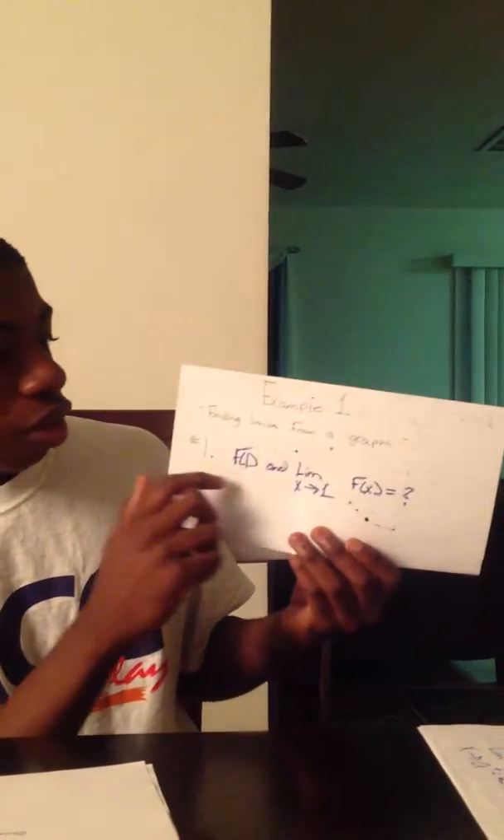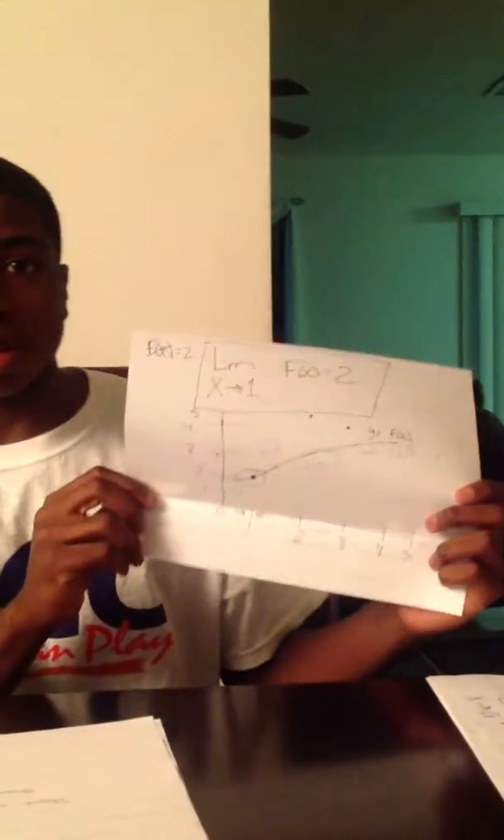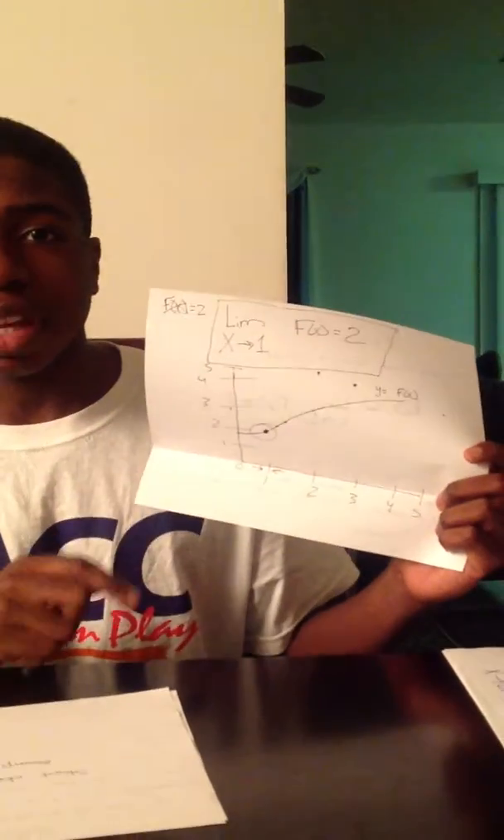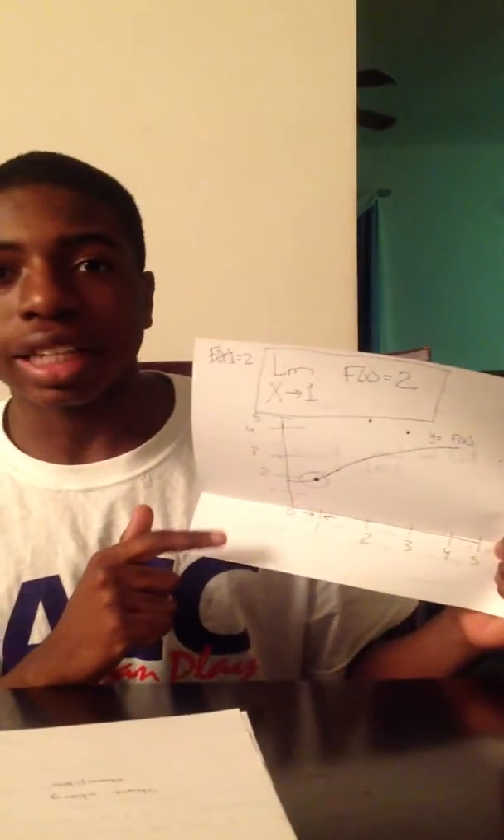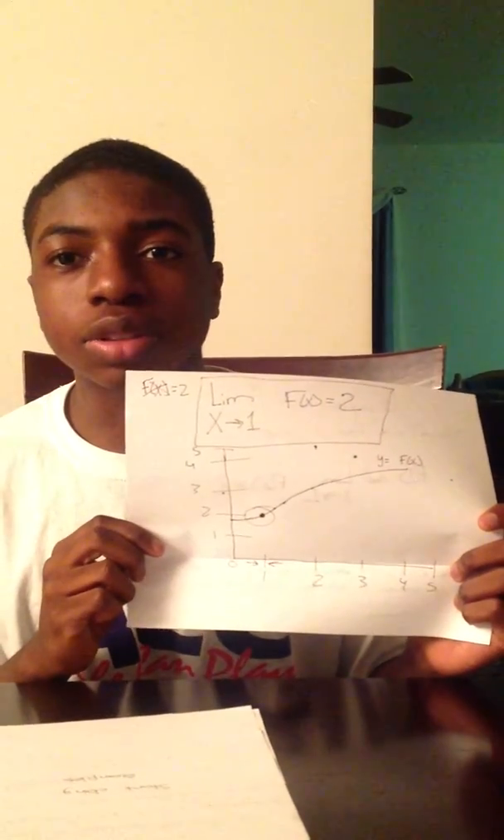Now it's time for our first example problem, finding limits from a graph. What is f of 1, and as x approaches 1, what would f of x be? As x approaches 1, f of x would be 2. As we see from the graph, f of 1 equals 2. So as x approaches 1 from either side, the values of f of x approach 2. Therefore, the limit of f of x would be 2.